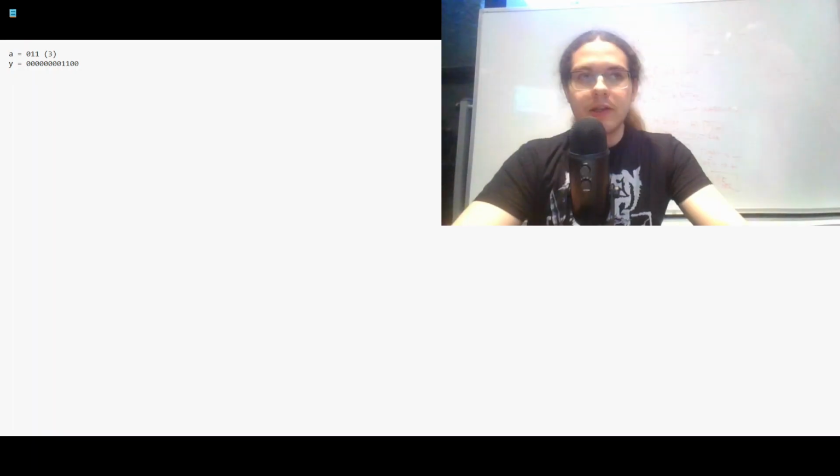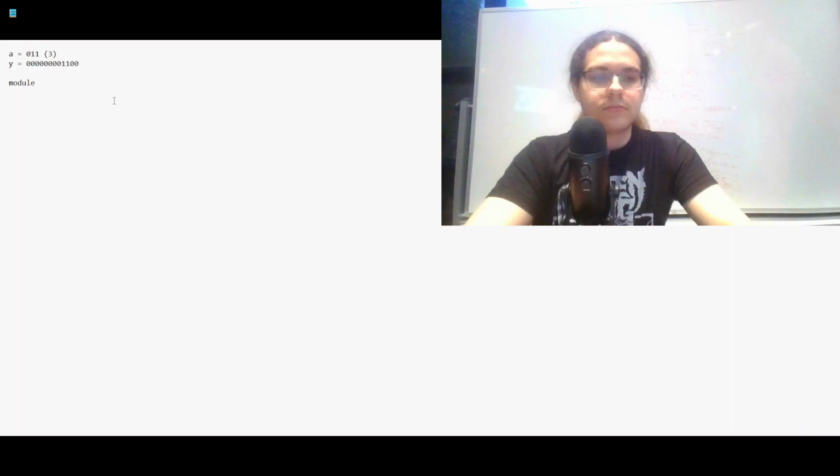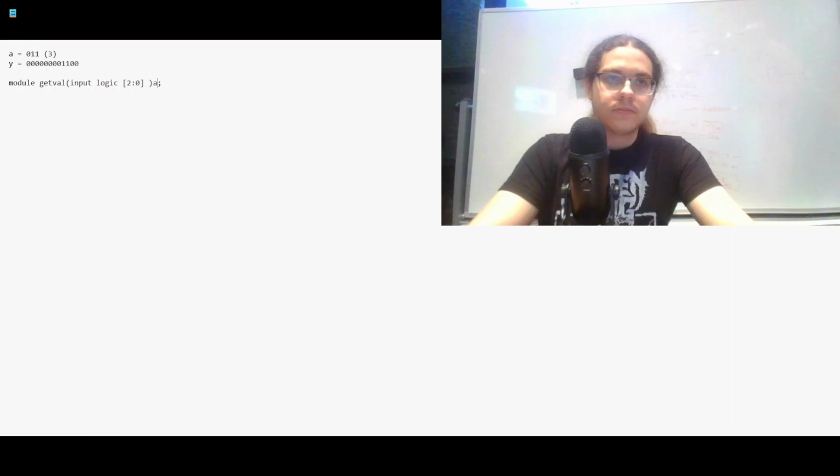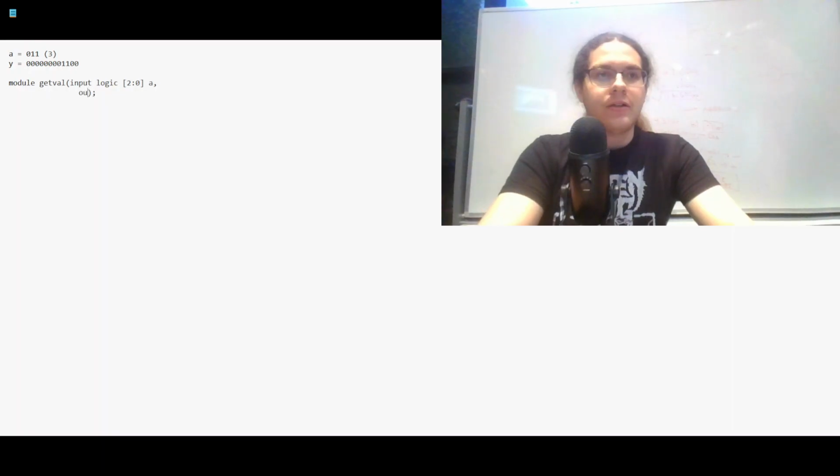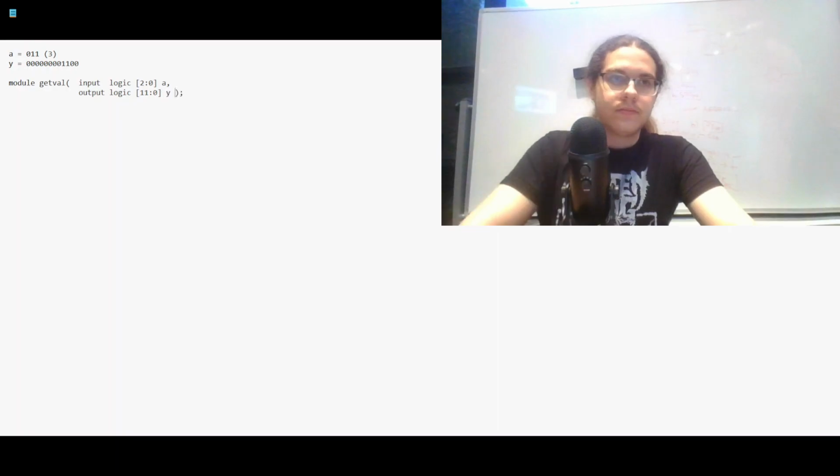So I'll go ahead and start writing out the module for this. We want to name it getVal. And we have a few things. We have an input signal, so input logic A, and this is supposed to be a 3-bit signal, so I put 2 to 0. And then we have an output signal called Y, and it's supposed to be 12 bits, so I put 11 to 0. That's the end of my declarations for my module.